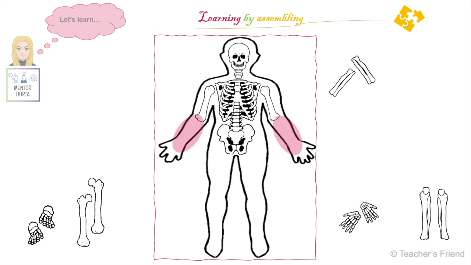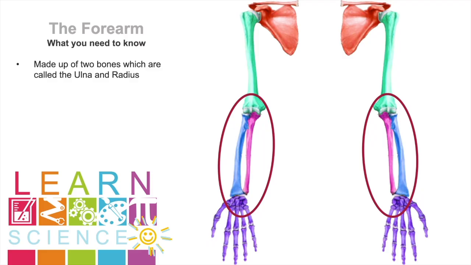Now, which bone do you think goes here, inside the lower part of your arm, just below your elbow? 3, 2, 1. That's right, it's these bones here. The forearm is actually made up of two bones, the radius and the ulna. On this diagram here, the radius is this bone and the ulna is this bone.